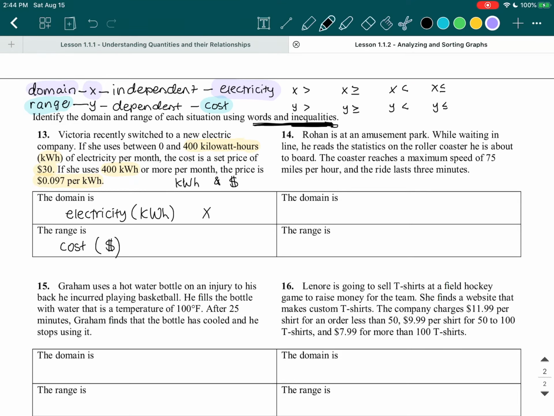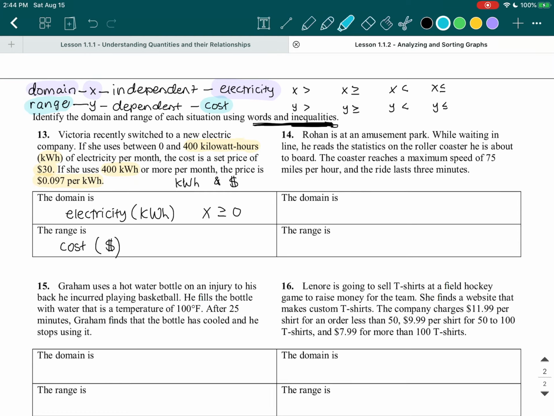Well, let's read the situation. For her electricity, she can use between 0 and 400 kilowatt hours, or she can use more than 400 kilowatt hours. She can keep her lights off the entire time, or she can turn them on the entire time. The point is, she has to have x greater than or equal to 0. Her electricity can equal 0, that's why there's the equal sign, or it can be greater than 0. So x is greater than or equal to 0.